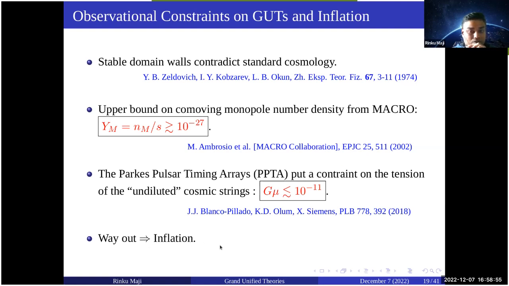So there is a way out, which is inflation. Inflation has an important impact on the spectrum of gravitational waves, and also on the comoving number density of monopoles.